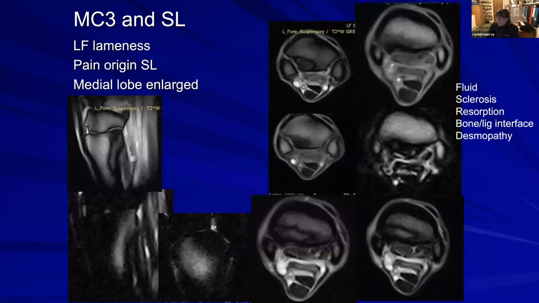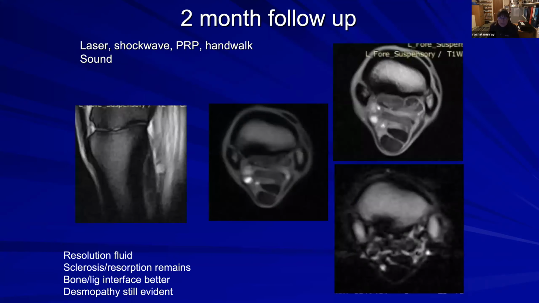So we've got both desmopathy, enthesiopathy, and we've got bone injury. At 2-month follow-up, this horse was treated with laser, shockwave, PRP, and hand walking. The horse is now sound, and we can see we've got resolution of the previous fluid signal, but we still have some resorption, and we've still got evidence of sclerosis. And the desmopathy is still evident within the ligament.